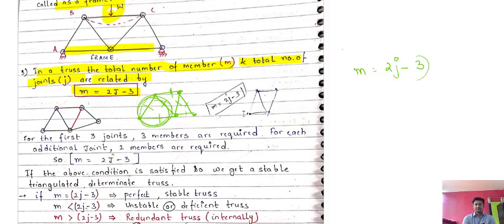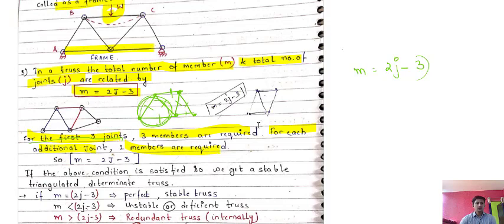So 2 times the joints, minus the initial members that are always available at the initial stage, so we are neglecting that part. So how many members will be required? 2 times the joints. For the first 3 joints, 3 members are required. For each additional joint, if we are adding one more joint, 2 members are required. So we have an equation that the number of members required will be equal to 2 times the joints minus the initial member. This gives how many members we require to make a truss.